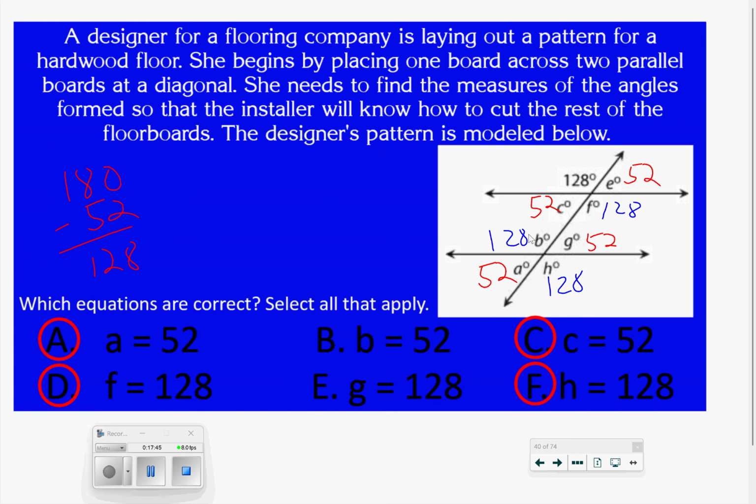So to find the acute angle, just do 180 minus 128. I shouldn't have said 52, I messed that up. 180 minus 128 will get you 52, right? So now you know that the angle is 52, 52, 52, and 52, right? So now once you realize that, all you got to do is figure out which ones are right, which ones are wrong. So it's going to be A, C, D, and F.